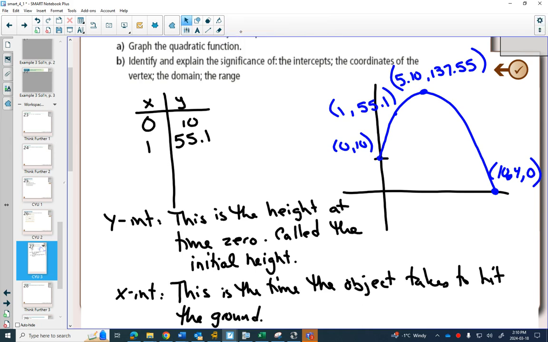This is the time that the object takes to hit the ground. You shot it up in the air. It's up in the air for a long time, but gravity does its thing and brings it back down.